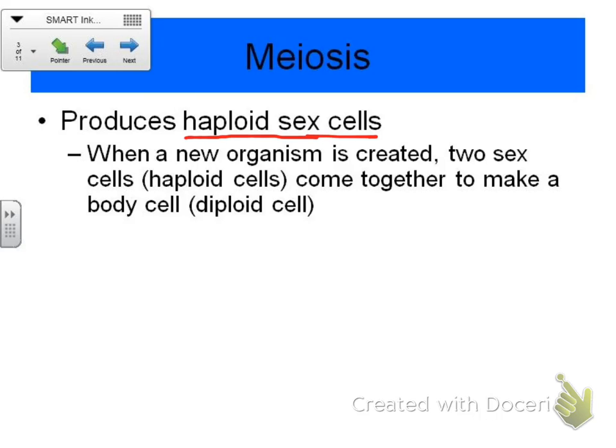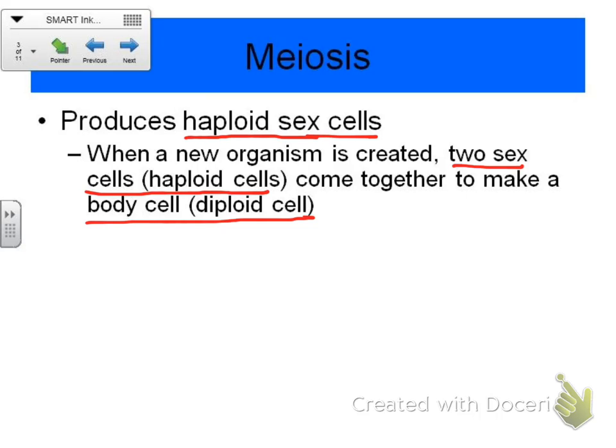Now going back and just reiterating what I said earlier. When a new organism is created, so that means when you were created, two sex cells or haploid cells come together. They make a body cell, which is what you started as. They make a body cell, which is also known as a diploid cell.